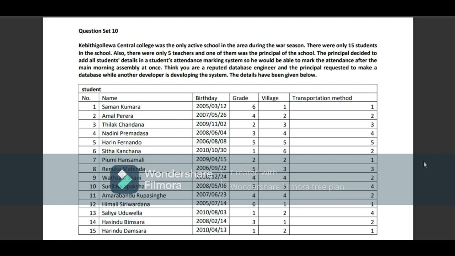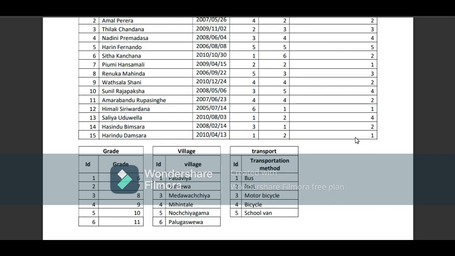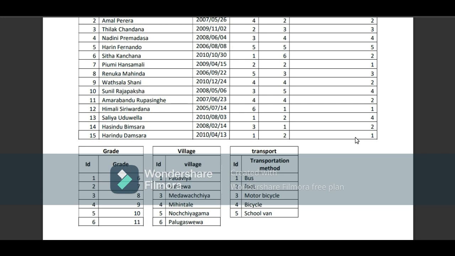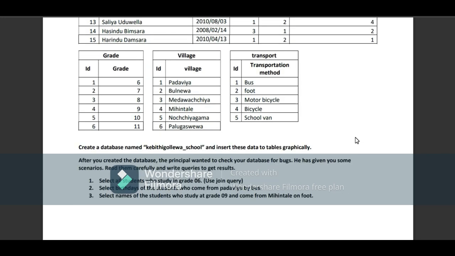So they have given me the details, 15 records and student table, grade table, village table and transport table. So create a database named Capitagolawa School and insert this data to the tables graphically.